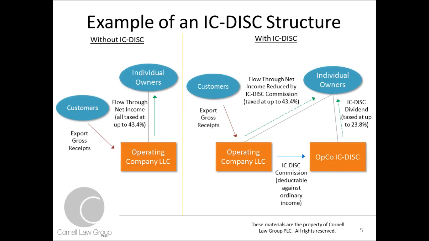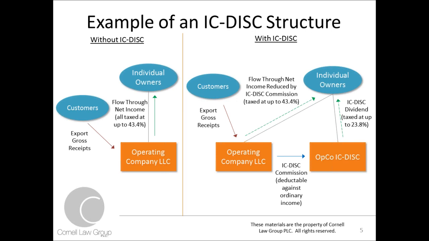On the right, it shows the same structure, but using an IC-DISC. The same gross receipts are being earned by the operating company, but now, instead of all of the income from those receipts being taxed as ordinary income, a portion is paid over to the IC-DISC as commission, and that's a deduction to the business, so it reduces the taxable income of the business.